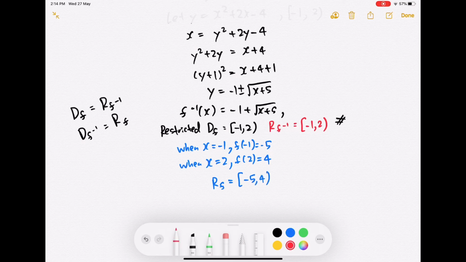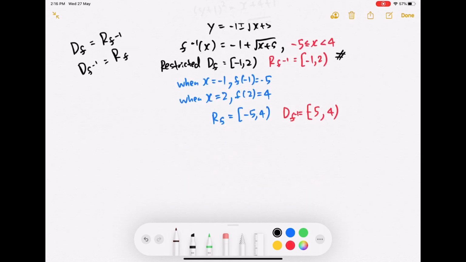It also means that for our domain f inverse is going to be -5 to 4. So all we need to write here for our domain of f inverse will be -5 to 4. Once you have that, that's the whole equation for our f inverse with our domain. So once we get all the limits, we are good to go to plot the graph. And now we're going to sketch the graph.